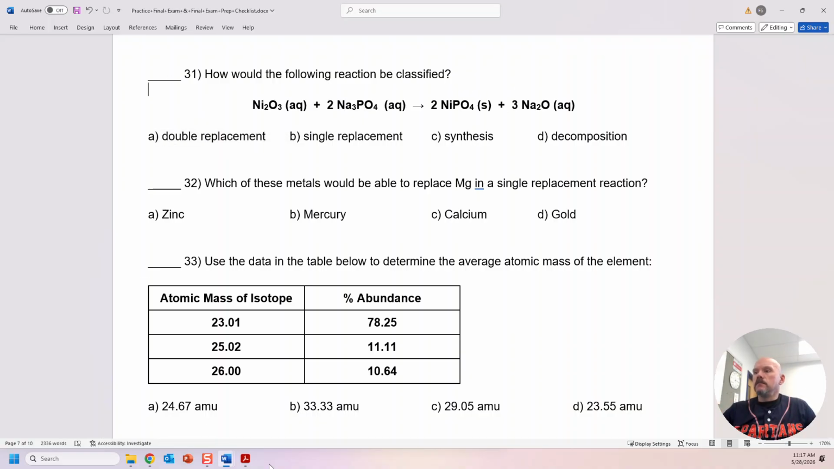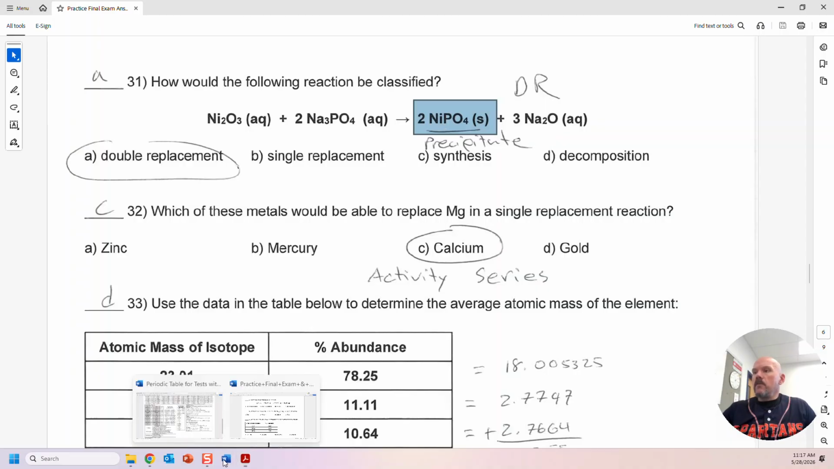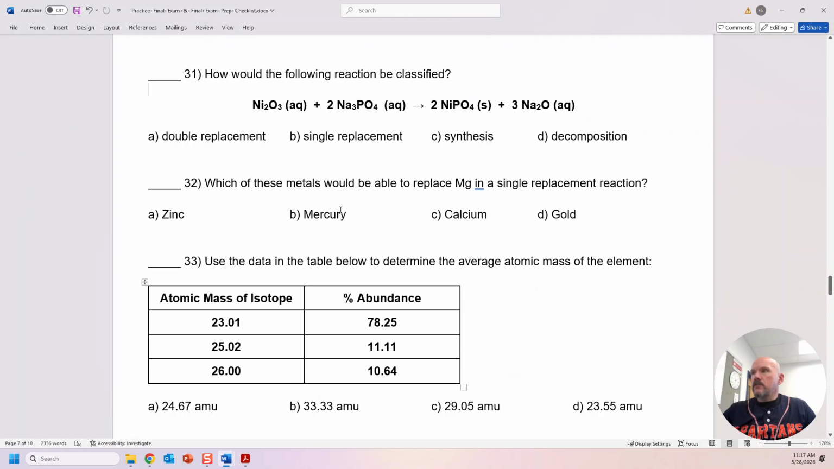But maybe they just say, hey, what's the precipitate? It would be nickel(III) phosphate here. Okay, so yeah. All right. Move on to the next question.